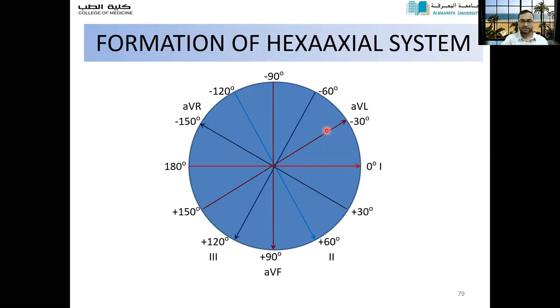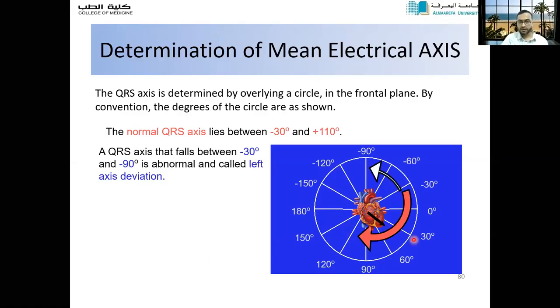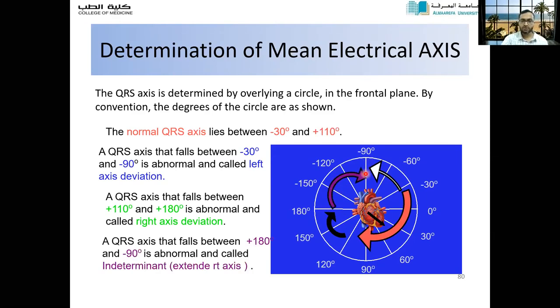So the normal range of axis is -30 to +110. This is the normal axis. Anything here, -30 to -90, if the axis is going here, then this is known as left axis deviation, LAD. If the axis moves between 110 to 180 here, this is known as right axis deviation. And if the axis is somewhere here between 180 to -90, this is known as extreme right axis deviation.